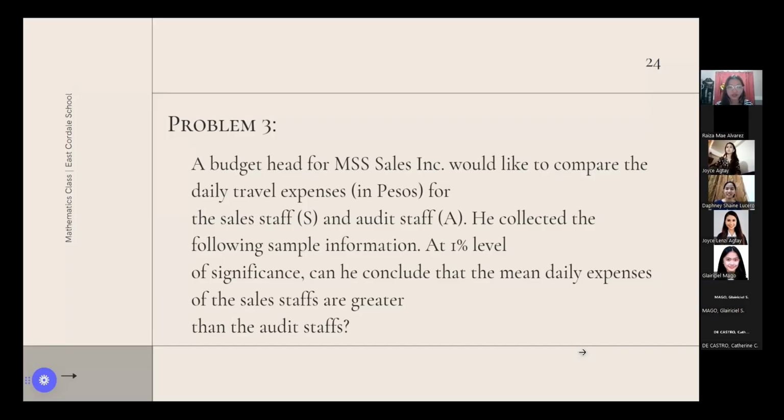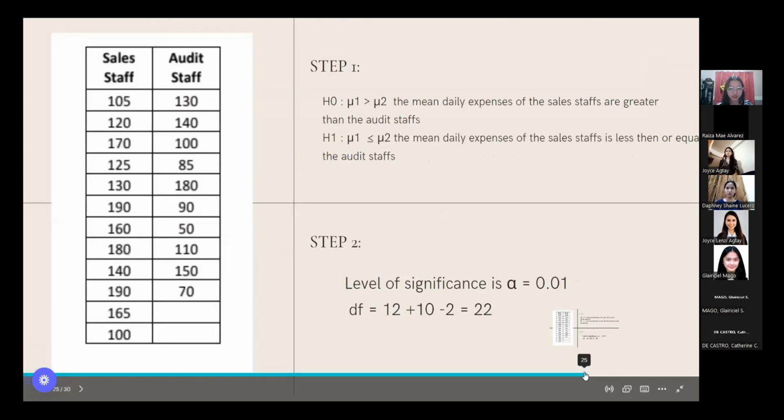Hi, I am Renette, and we are going to proceed to the last problem. Problem number 3. A budget head for MMS Sales Inc. would like to compare the daily travel expenses in pesos for the sales staff and audit staff. He collected the following sample information. At 1% level of significance, can we conclude that the mean daily expenses of the sales staffs are greater than the audit staffs? In problem number 3, we use two-tailed test.